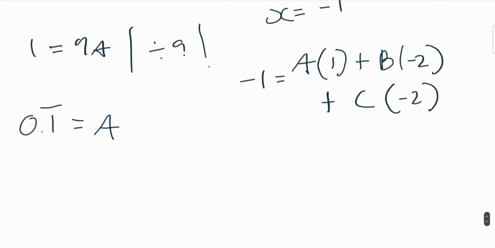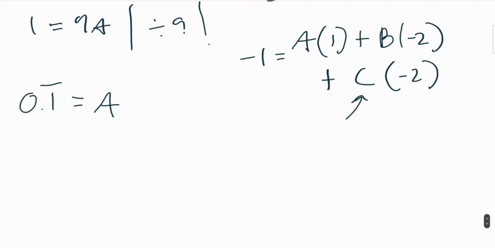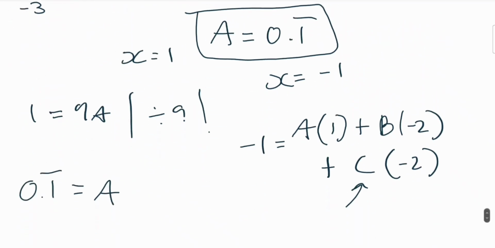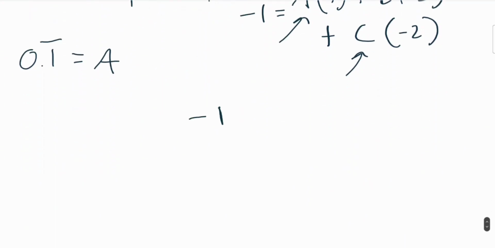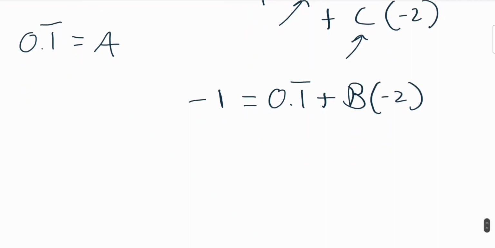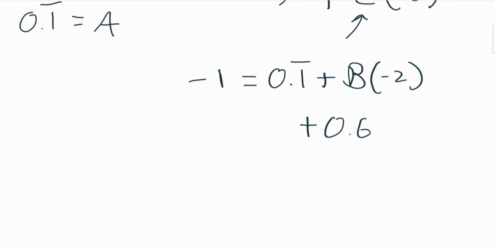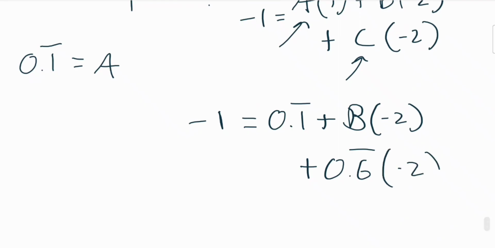Great. So now we can actually input the C into C and A into A. So that means that negative 1 is equal to 0.1 recurring plus B times negative 2, plus C, or in this case C is 0.6 recurring, 0.6 recurring times negative 2. Okay. So in order to do this, first we should probably simplify 0.6 recurring times negative 2. So let's do that real quick.